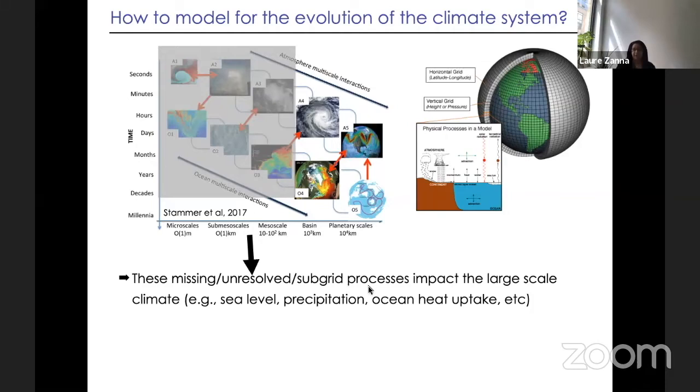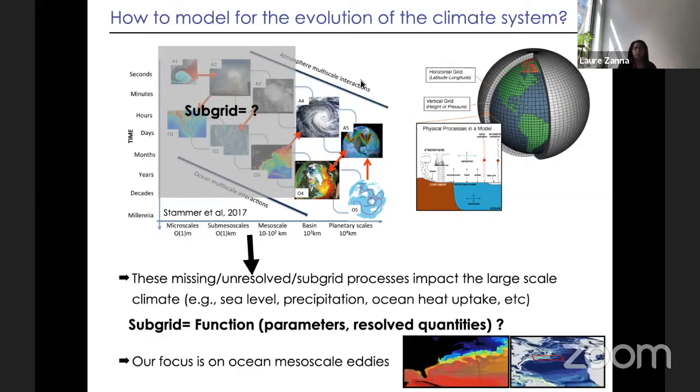And all those missing processes are actually important because they impact the large scale dynamics, as mentioned. They will have an impact on sea level, on the amount of precipitation you have, on how much heat the ocean is taking up. Marcus mentioned how much the land will take up carbon. All those things are basically encapsulated in those small processes because they interact with the large scale, but we don't have them. So how do we deal with that?